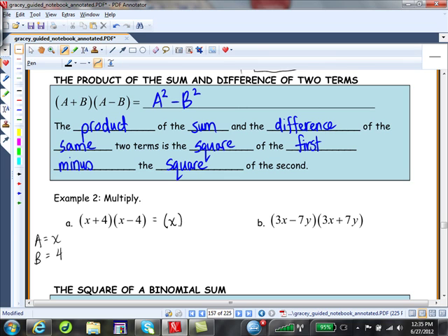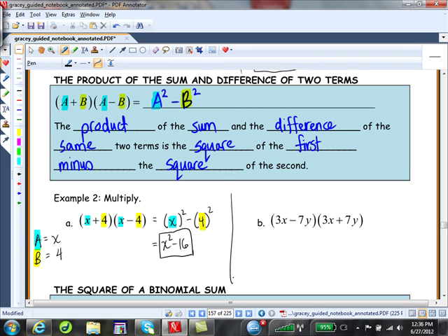So what we will get is A, which is an x squared, and then minus 4 squared, because that was our B. So in this case, we decided this was our A, right? And then the B was the 4. So we end up with x squared minus 16, and we're all done. Okay. All right, moving along to part B.